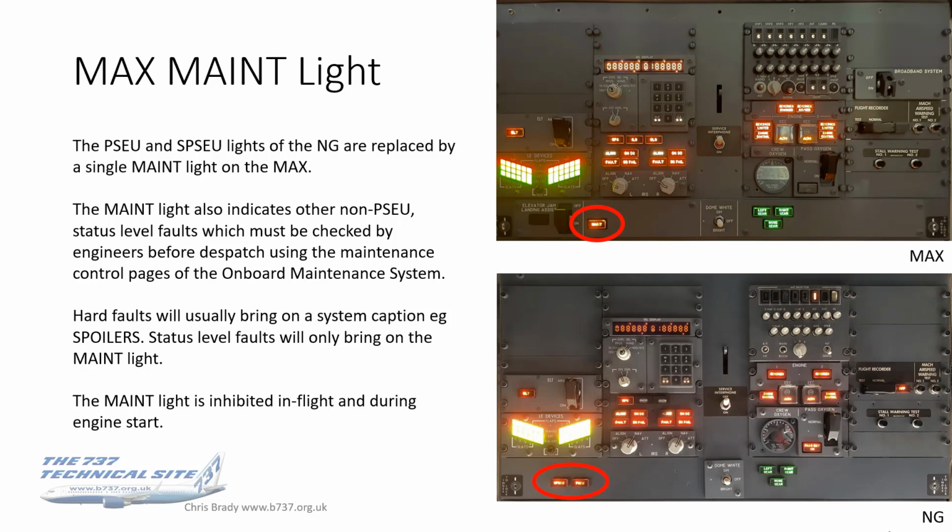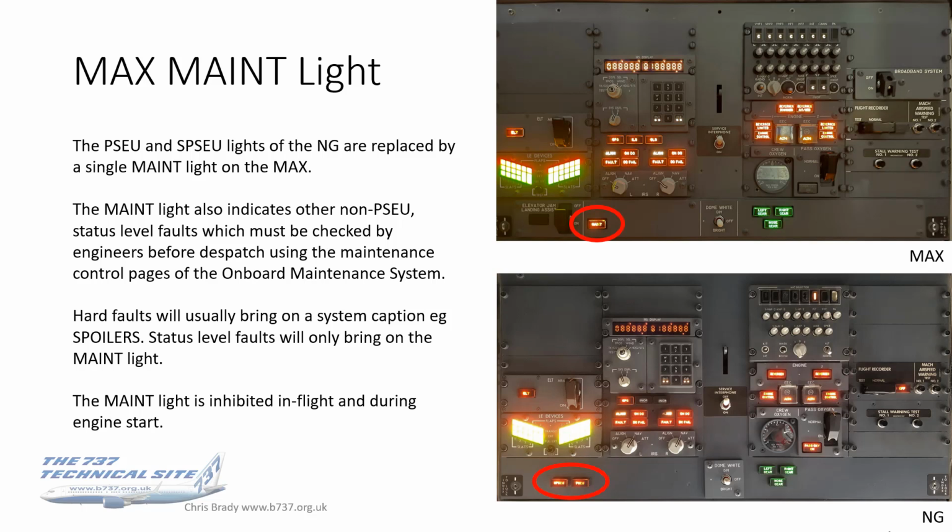Well, it's the same thing with the maintenance light. This is effectively your single channel failures. It's not exactly that. I'm using an analogy, but these are status level faults. So if this light illuminates, the bottom line is: put it in the tech log, tell an engineer, get it checked before you go. You can't go fly with the maintenance light on.